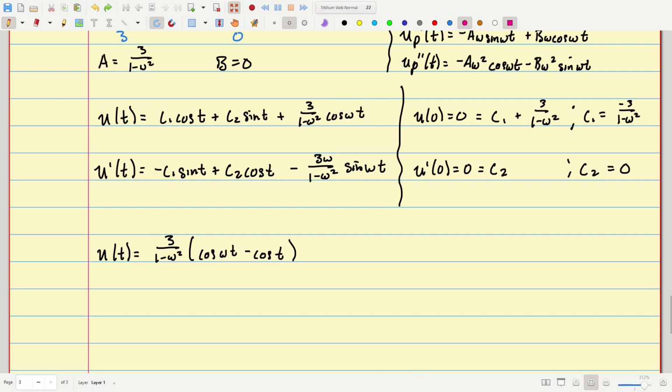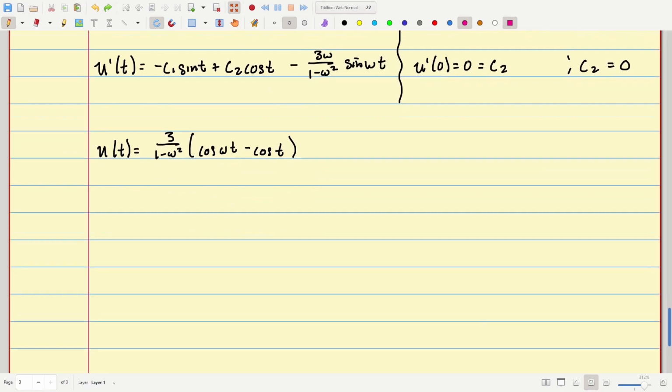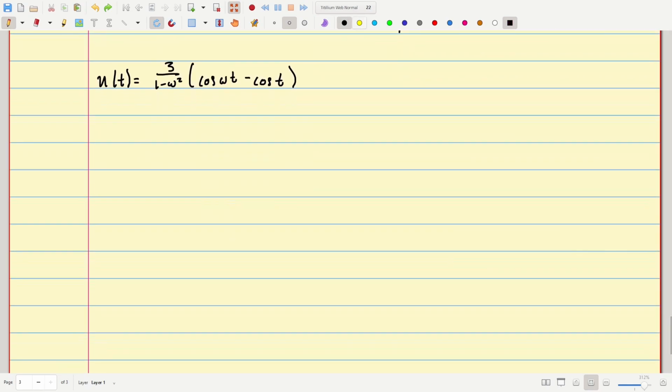Well, that seems decent. But in order to show some important effects of what the solution looks like, we're going to work on this a little bit. These expressions look very close to one another. Okay. So what we're going to do is use some trigonometric identities.